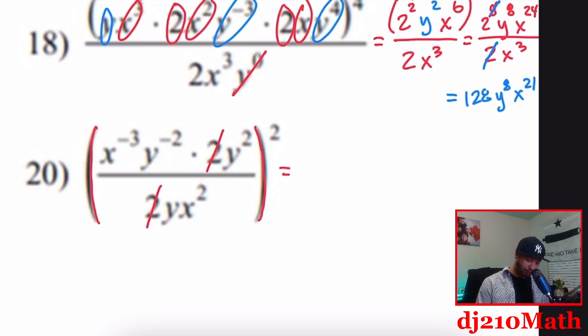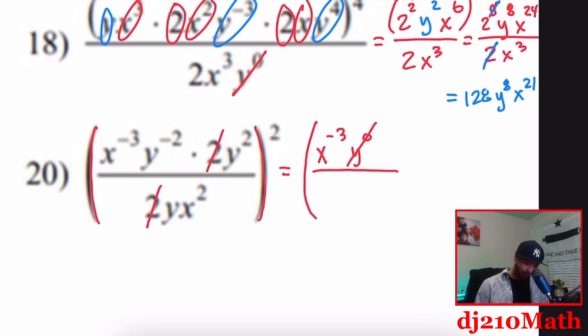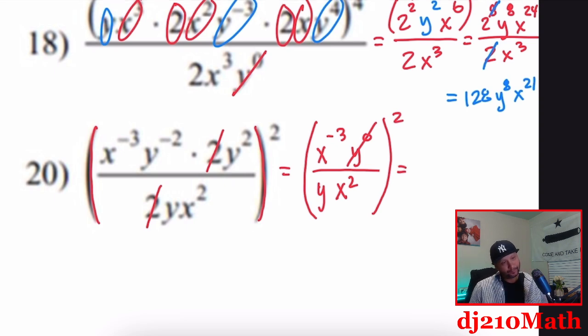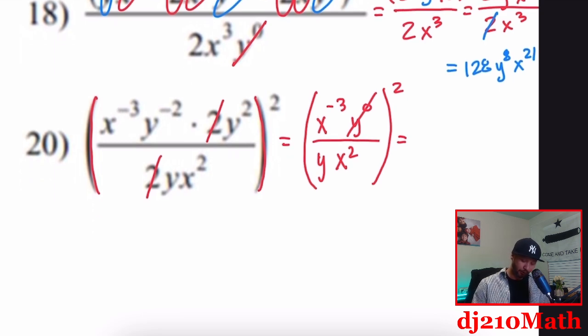So looking at just the numerator, x to the negative 3, okay. Y to the negative 2, y2. So negative 2 plus 2 is 0. So y to the 0, which is nice. Anything to the 0 is 1. All right, denominator in the bottom, there's a y and an x squared. Okay, and all of this is going to be squared. So one last simplification, something you could do.